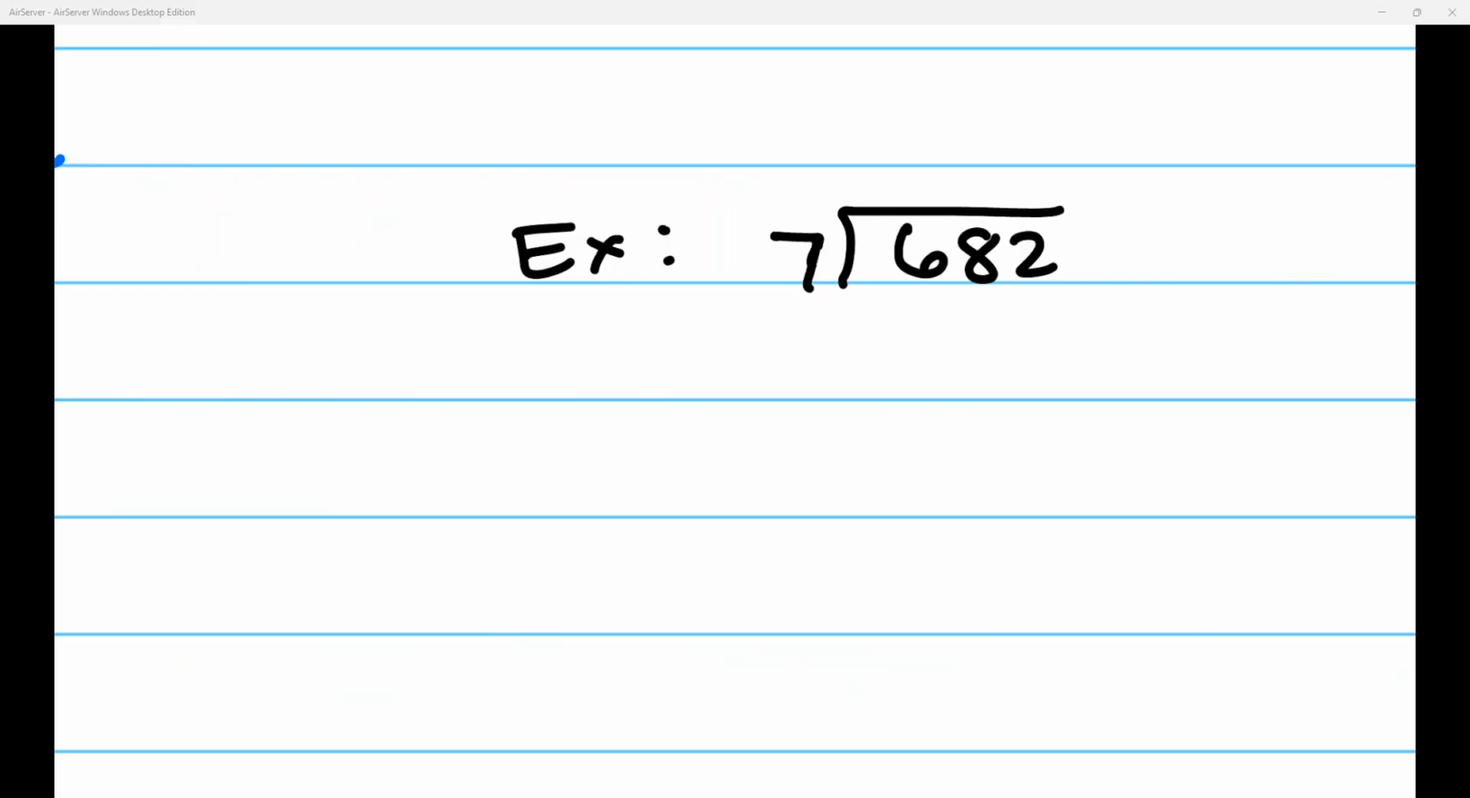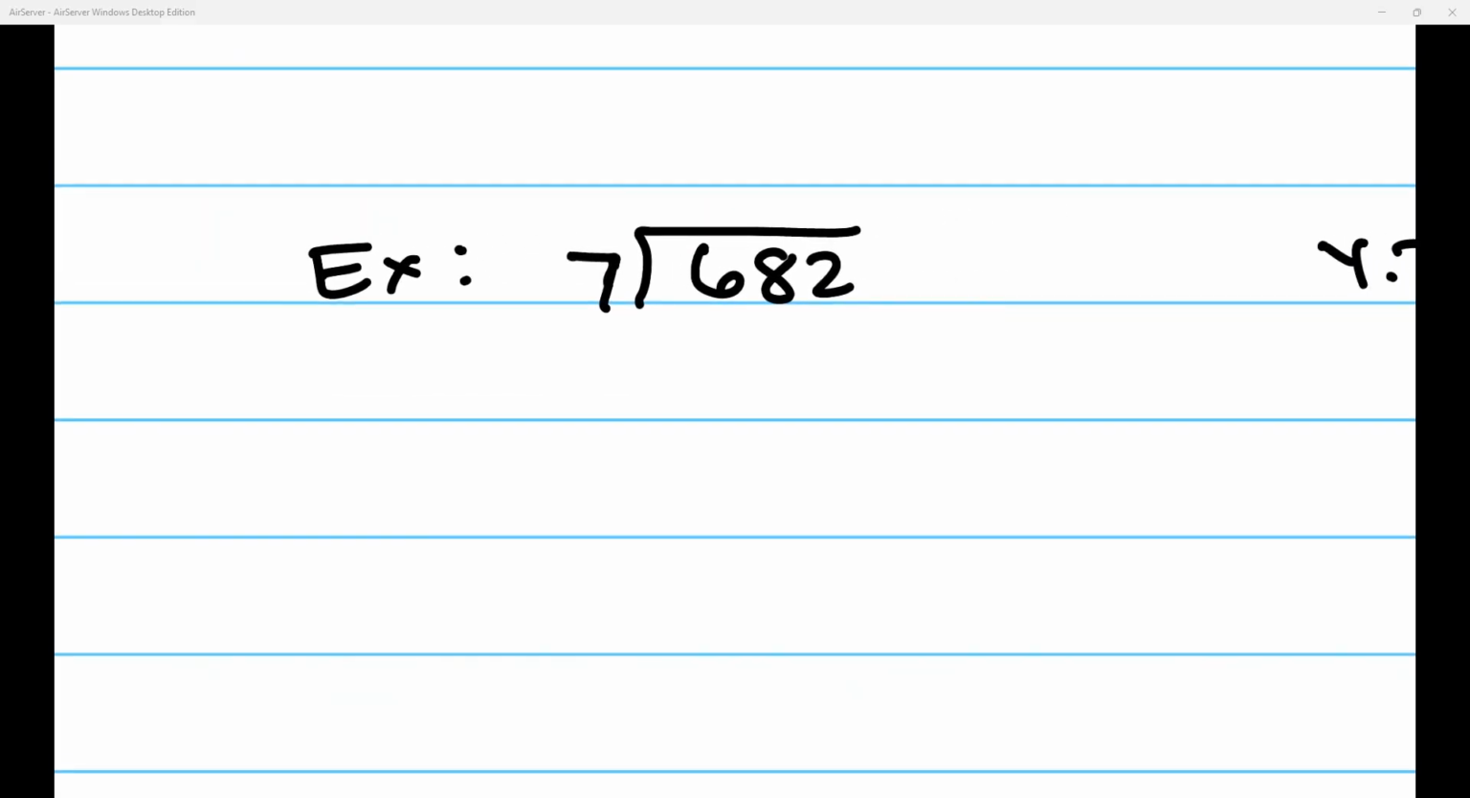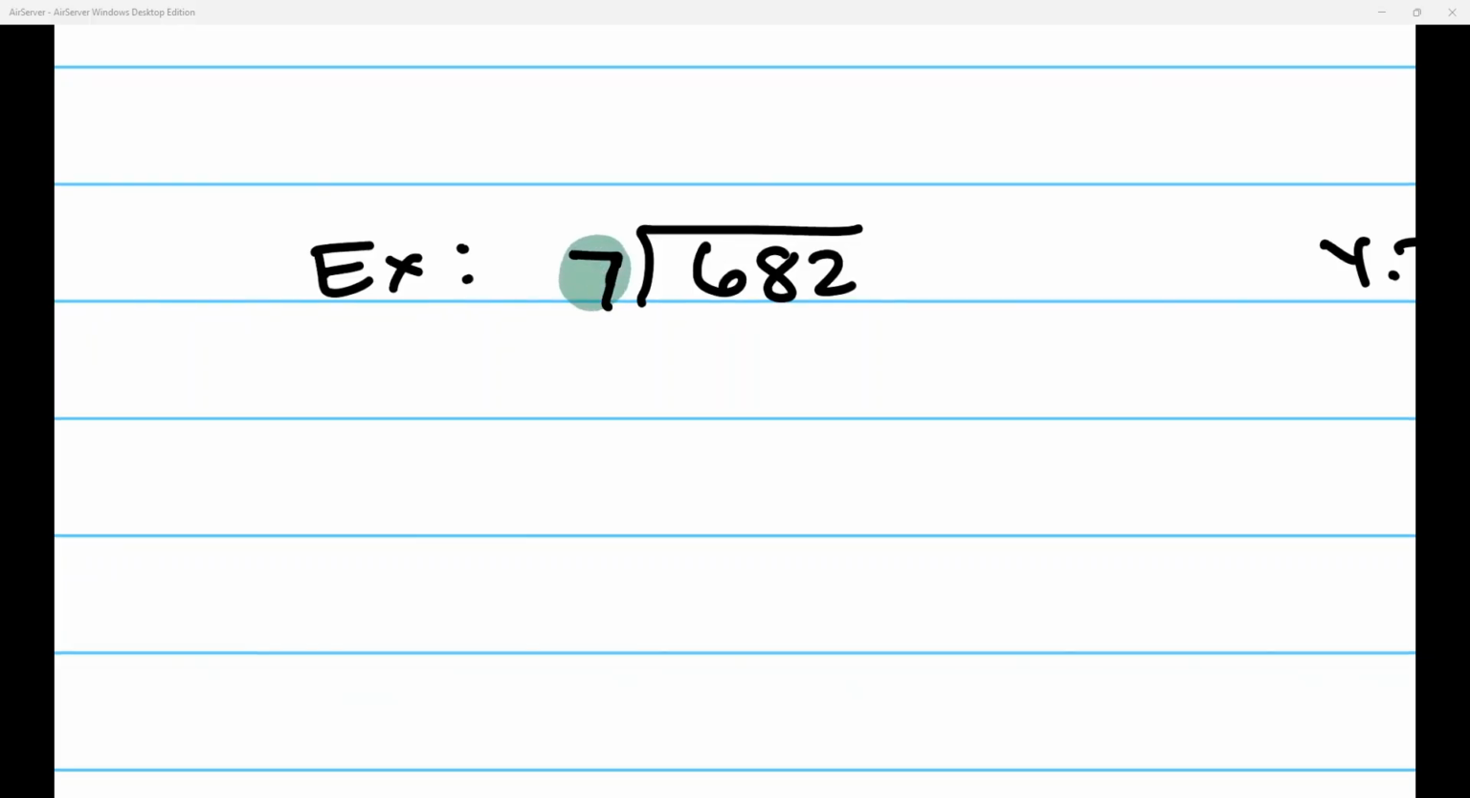Our 7's maybe not so great, so let's go ahead and try them out. First thing I'm going to do is I'm going to check this 7. How many times does it go into 6? The answer is it does not. So you could put a 0 on top just to kind of hold its place. Most students do not, though. I'm going to leave the 0 on top for now, just so you can kind of see where the placement goes.